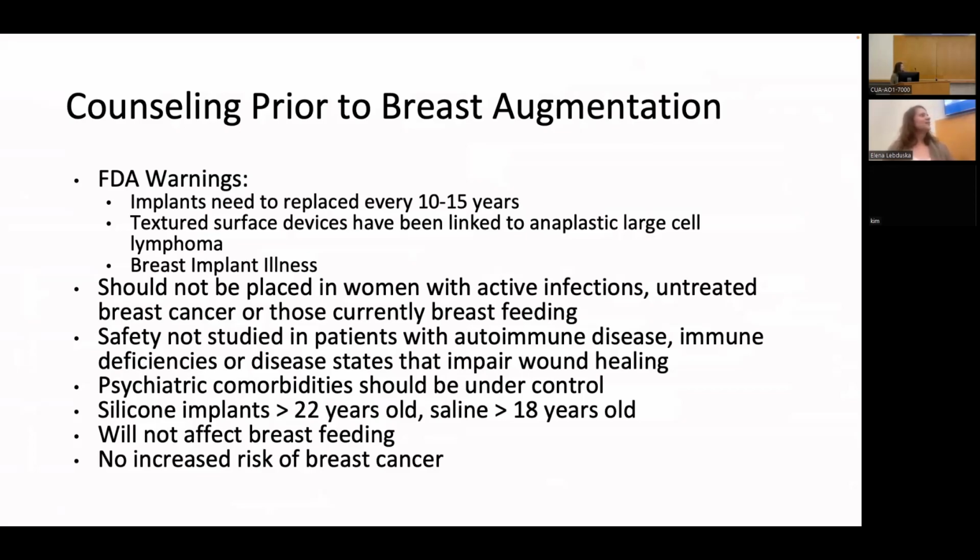There's an age cutoff. Important to note that breast augmentation will not affect breastfeeding. Whitney will contrast that with mammoplasty in the future, and there is no increased risk of breast cancer. So if your patients are concerned about that, statistically, there's no increased risk.